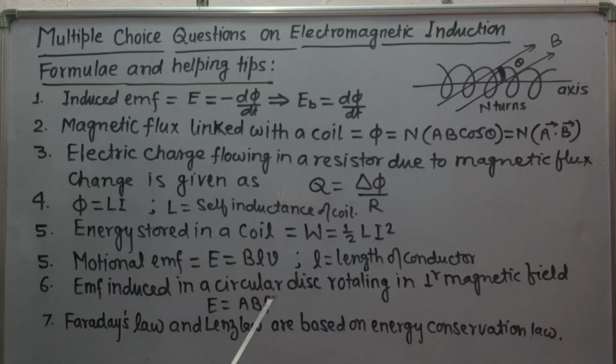Induced EMF in a circular disc rotating in perpendicular magnetic field is given by E is equal to AB into F, where B is the magnetic field perpendicular to the area A of the disc rotating with frequency F. Faraday's and Lenz's laws are based on energy conservation law.